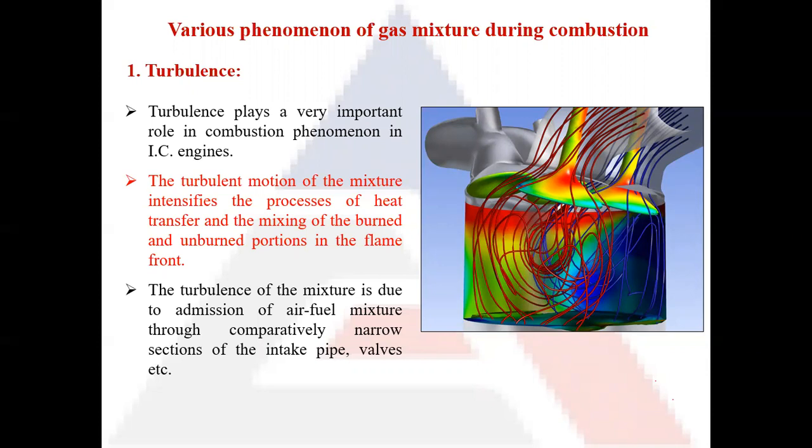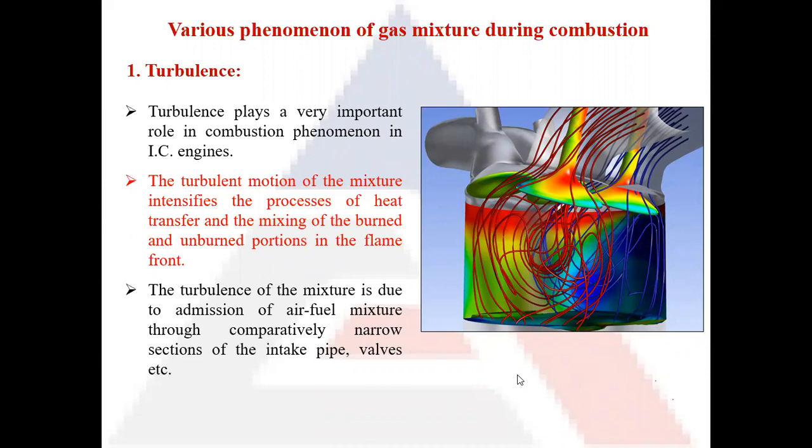the first flame front has been developed inside the combustion chamber. So this turbulent motion helps in carrying this flame to the various parts of the combustion chamber, so that the fuel that is present in each and every corner or each and every place inside the combustion chamber gets heated up and the combustion takes place. So it also helps in intensifying the process of heat transfer, and helps in burning the unburnt portions of the flame inside the combustion chamber.